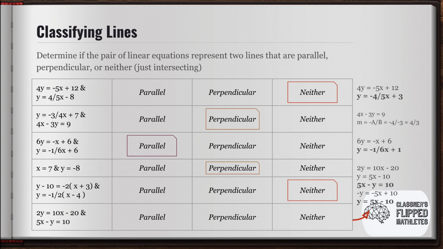For the second one, 5x minus y equals 10, well, it's in standard form, but it's an easy fix to put it into slope-intercept form. So let's subtract 5x from both sides and then divide by negative 1 and get y equals 5x minus 10. You'll notice that these equations are actually identical, y equals 5x minus 10. So while they do have the same slope, they are not parallel because they actually intersect at every point. They are the same line, so they are neither.